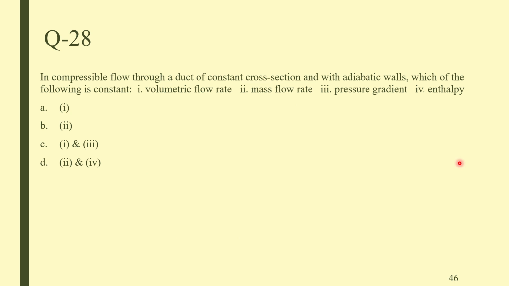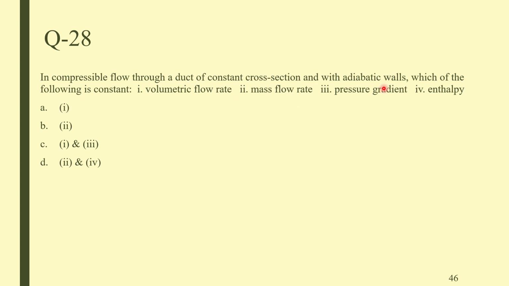So here, compressible flow through a duct of constant cross section and with adiabatic walls is mentioned. Which is constant? Volumetric flow rate is not constant because the flow would be varying. Since it is an adiabatic wall, mass flow rate remains constant, like mass in and mass out remain the same. Therefore 2 is the right answer.